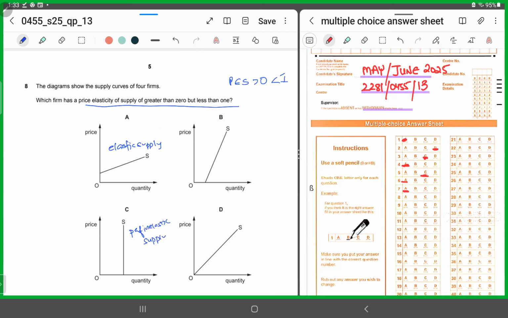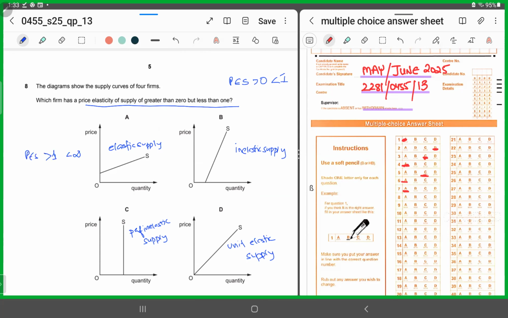B is showing inelastic supply. And D is showing unit elastic. Now let's look at the values. When it's elastic supply, what is the value? Greater than 1 but less than infinity. So price elasticity of supply over here is greater than 1 but less than infinity.